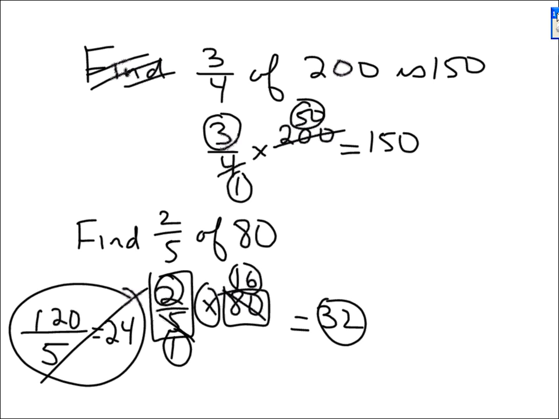We just found 2/5 of 80. It's 32. If you owe somebody $80 and they say, you know what, just give me 2/5 of it, well, now you know how to figure out what you owe them. You owe them $32.